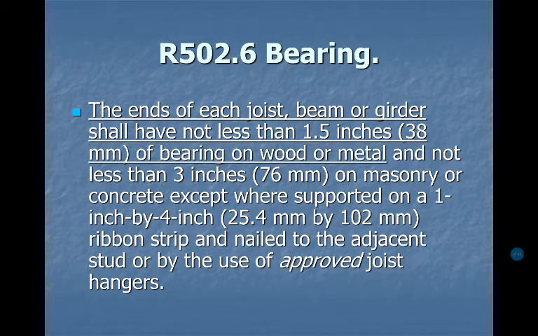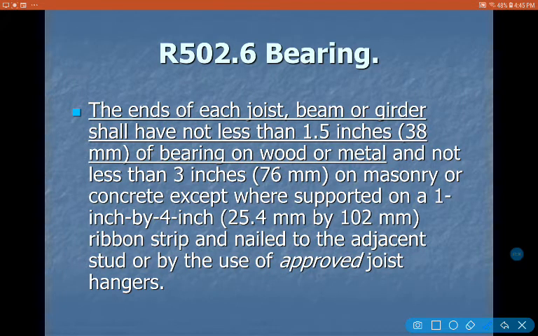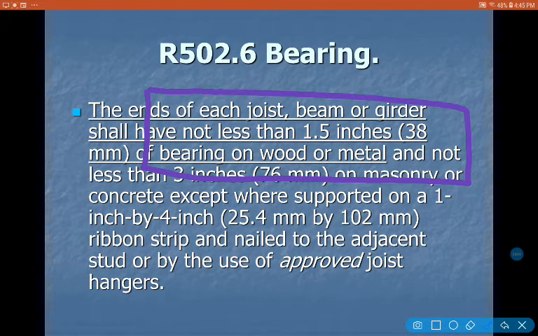All right, the ends of each joist, beam, or girder shall not be less than 1.5 inches of bearing over wood or metal, and not less than 3 inches over masonry. So let me see if I can't clarify this. If you have a floor joist, I'm going to draw one right here. And I'll put a little band board out here just to make it realistic. And then I got a foundation wall that's right underneath it, right here.